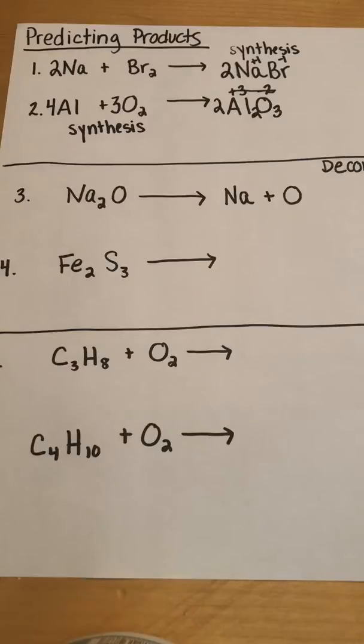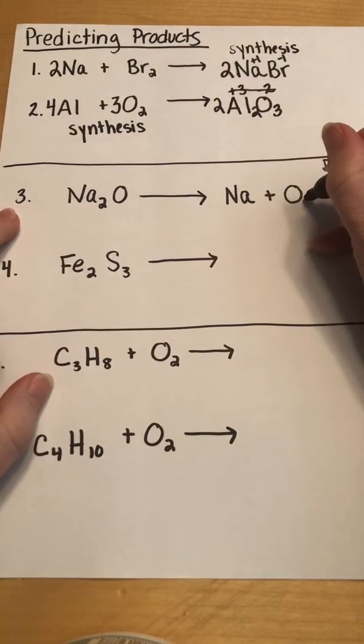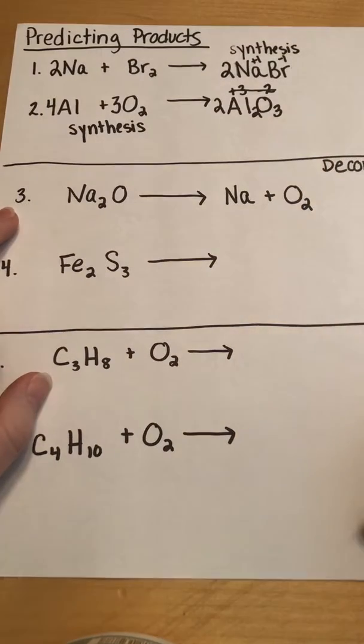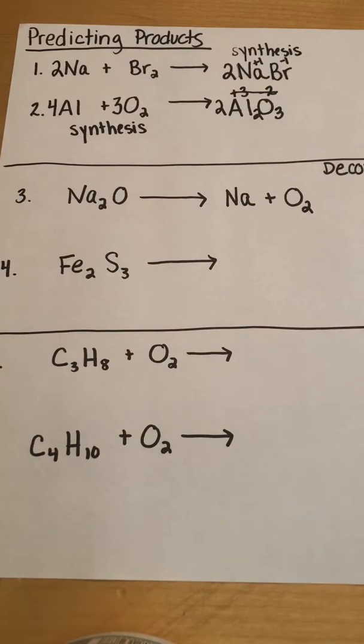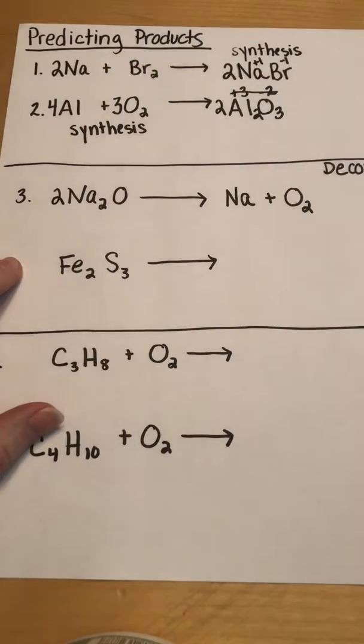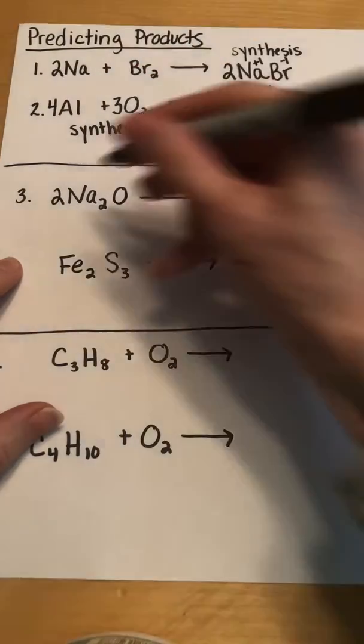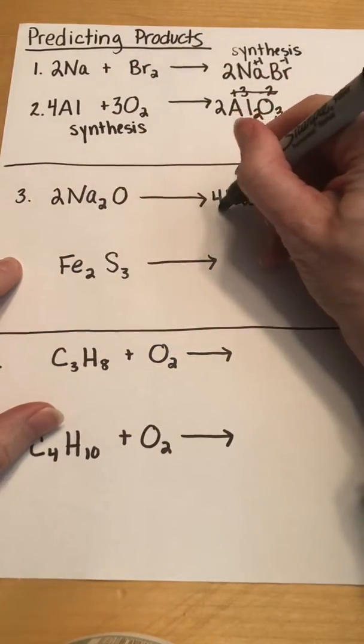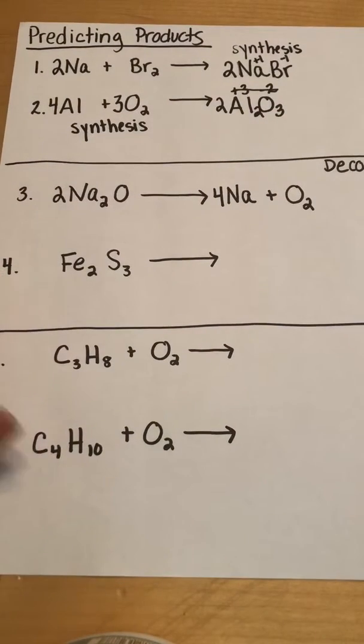The only case when we would include a subscript on a single element is if it was one of those 7 diatomics, again, that you did in your Unit 2 lab. So oxygen is one of those 7 diatomics, so by itself it is now going to need that 2. So I can go ahead and balance the oxygens. I need to make 2 over there. I have 4 sodiums and now 4 sodiums.